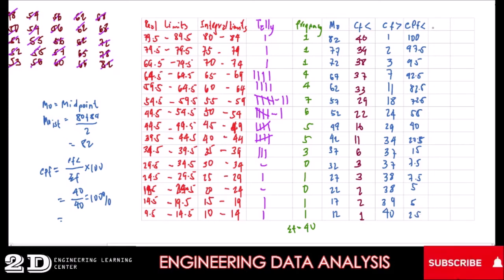So the same goes for CPF greater than. So this is 1 over 40 times 100, so that will be 2.5. Then 2 divided by 40 times 100, so that will be 5. So this will be 7.5. Then 3 divided by 40 times 100. So this is 10%. Then we have 20%.